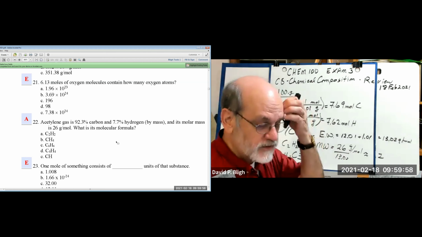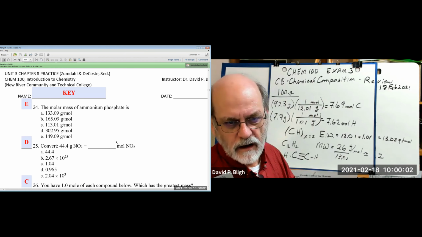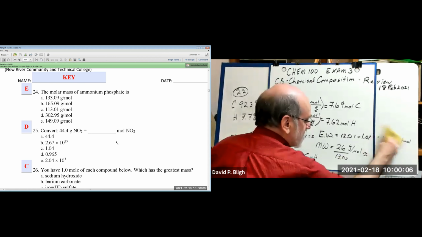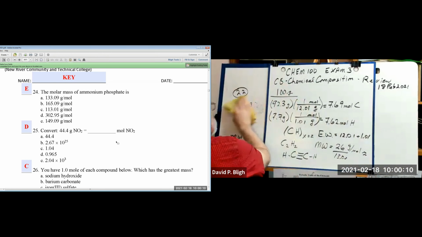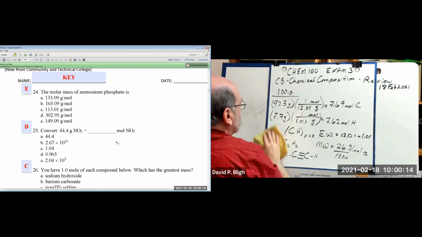All right, 24 is the molar mass of ammonium phosphate. So to answer this one, it's fairly simple. You just have to be able to write the compound. If you can't write the compound, then you're dead in the water.